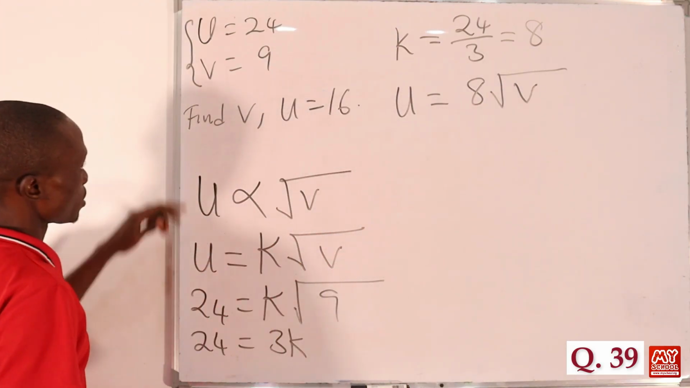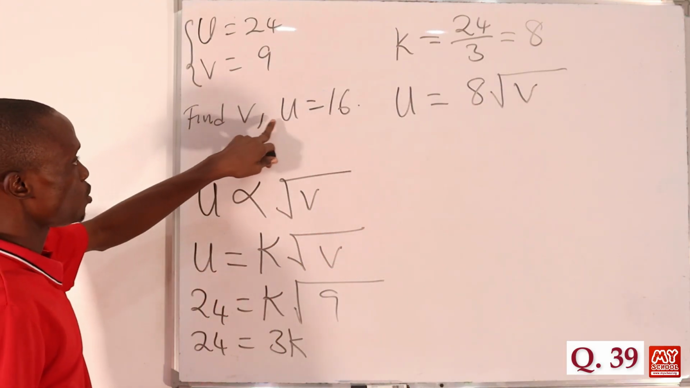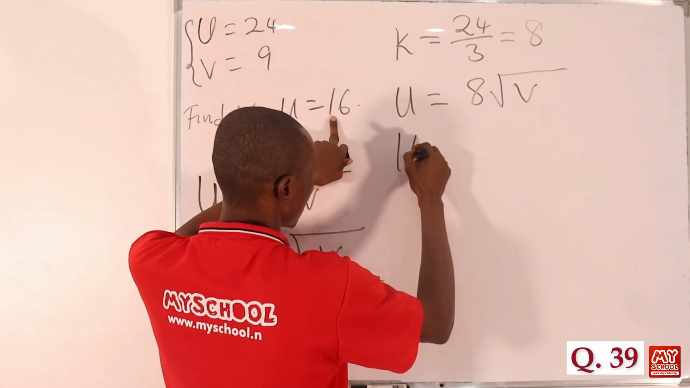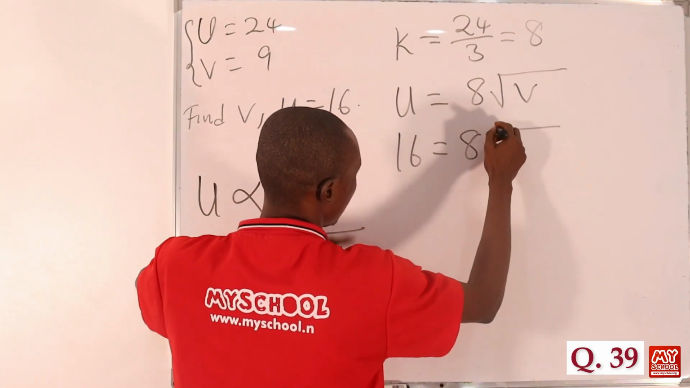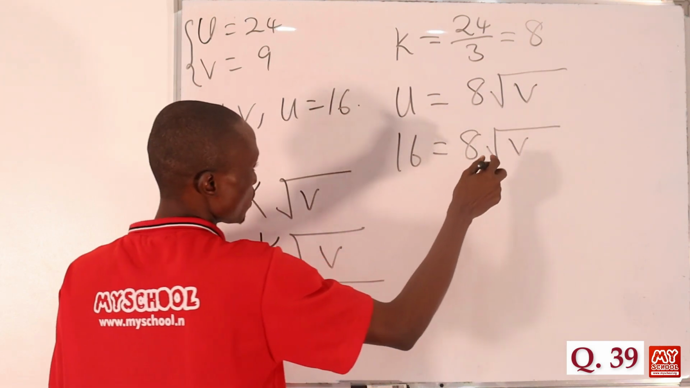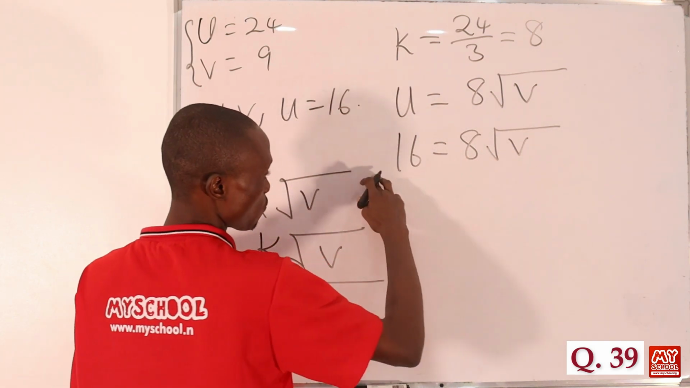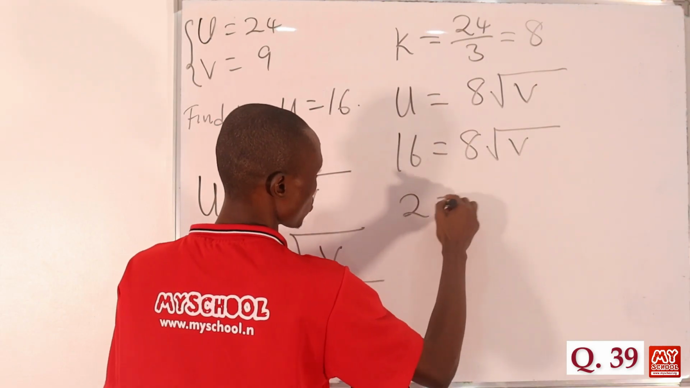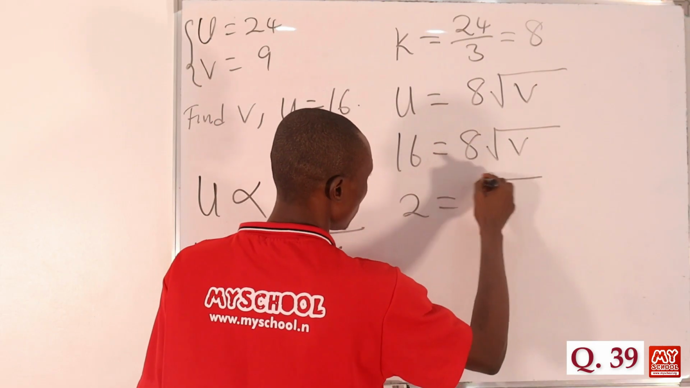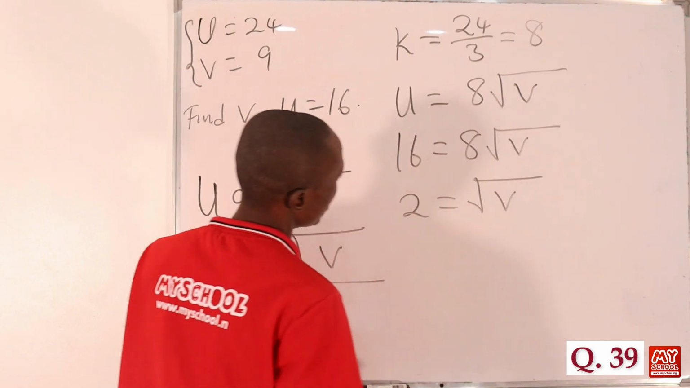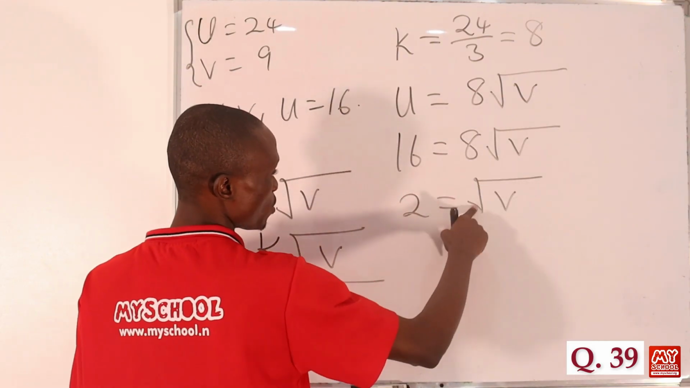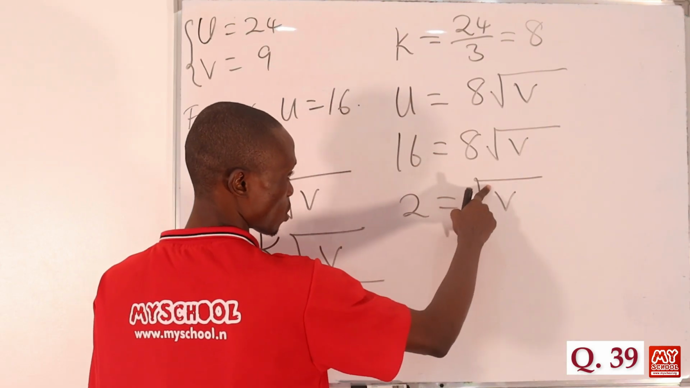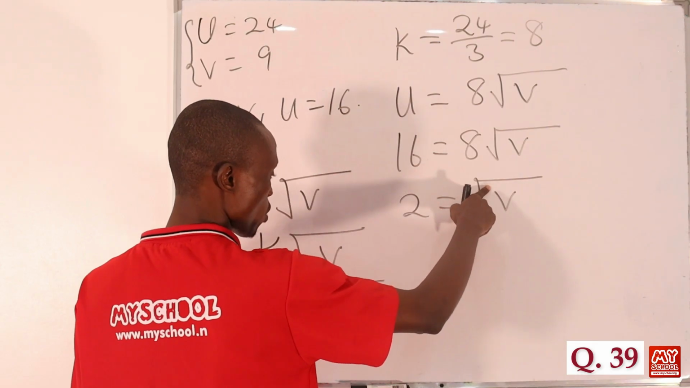Okay, so now they said we should find the value of v when u is equals to 16. So here we'll put 16 and we'll have our 8 then root v. So first thing first, let's divide both sides by 8. If I divide 16 by 8, I'll be having 2 here, so that on my right hand side, I'll be having just root v, right? Now, since we are looking for the value of v, not root v, we simply take the square of both sides so that we can cancel out this square root, right?